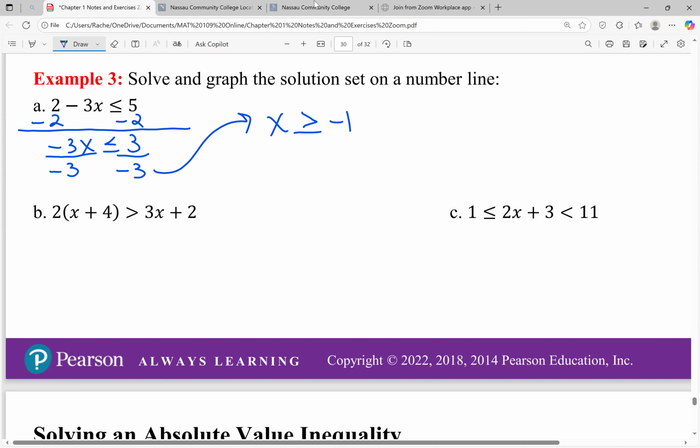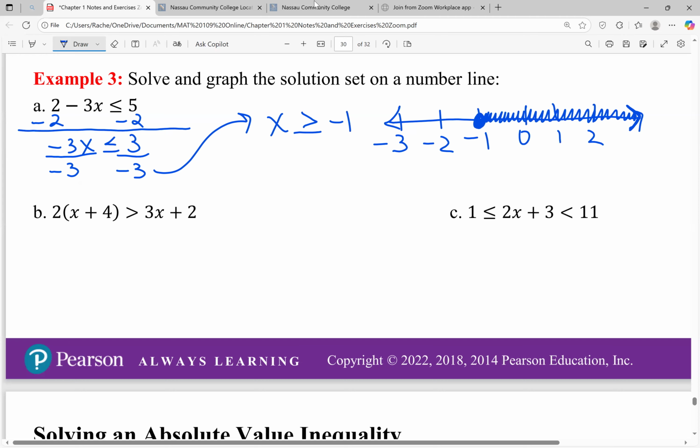So on a number line, in order to represent x is greater than or equal to -1, we're going to put a closed circle on -1, and we want greater than or equal to. So we're going to shade all the values to the right because they're all greater. And we're just going to put a little arrow indicating the solution set is going to go all the way towards positive infinity.